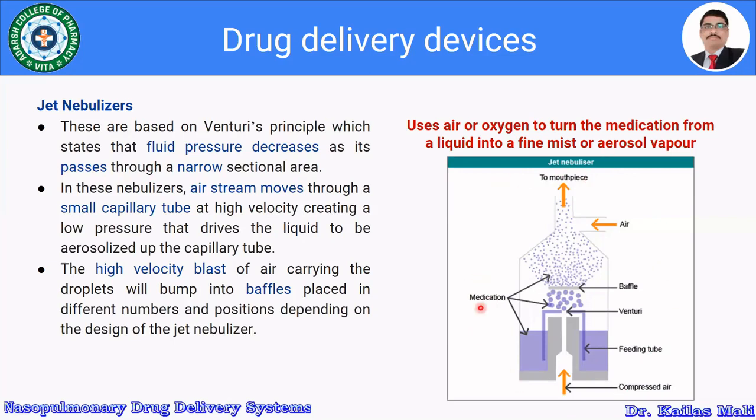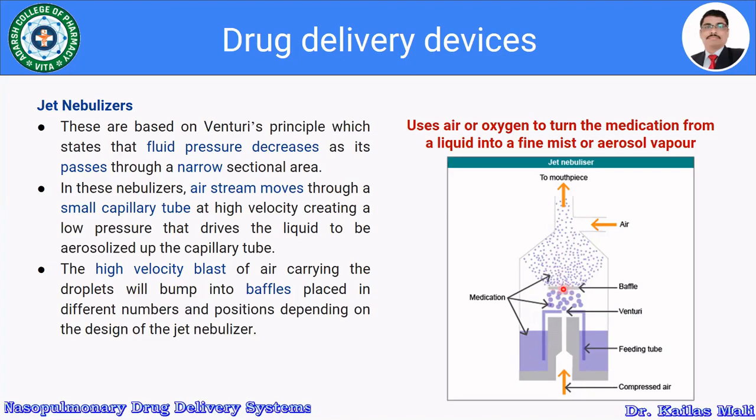It consists of this mouthpiece, which is connected to the mouthpiece. This is the air inlet. Then here, this is the medication part. So this is the medication. Then the medication gets converted into bigger particles, and furthermore smaller particles in the form of mist.